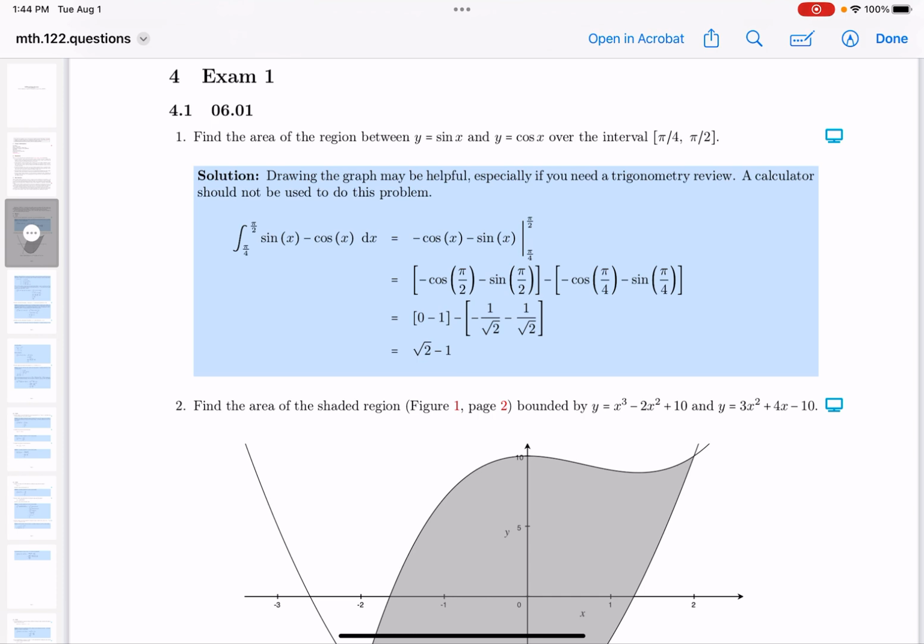I'm going to go to the whiteboard, though. I'm going to do this question as if it were an exam question. All right, so I'm going to go to the whiteboard. And this is question number one.